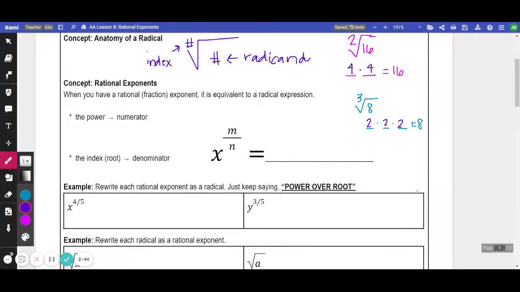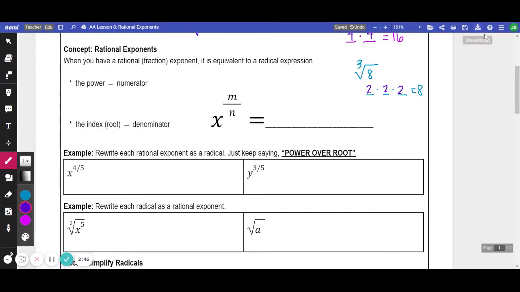But before we get to that, we're going to talk about a rational exponent. Rational just means fraction. So when we have an exponent that is a fraction, the power is the numerator, that means the top. So the top number is the exponent, and the index or root is the denominator, which is the bottom number. I just keep saying power over root, power over root. We're going to convert these into roots. So instead of having a fraction exponent, we're going to write it as a root. The top number is the power. The bottom number is the index or the root.